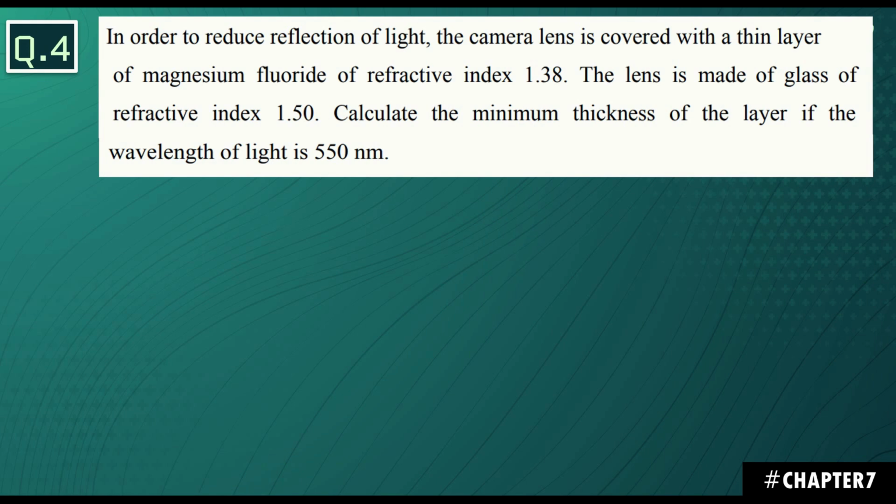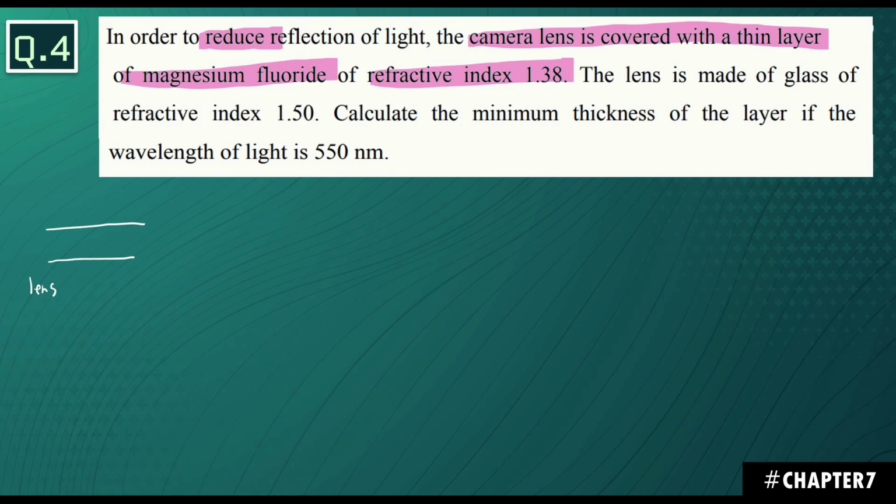Question number 4. Let us read through the question first. In order to reduce reflection of light, a camera lens is covered with a thin layer of magnesium fluoride of refractive index of 1.38. So imagine you have a lens covered with magnesium fluoride, and up here is air. So this is your case.